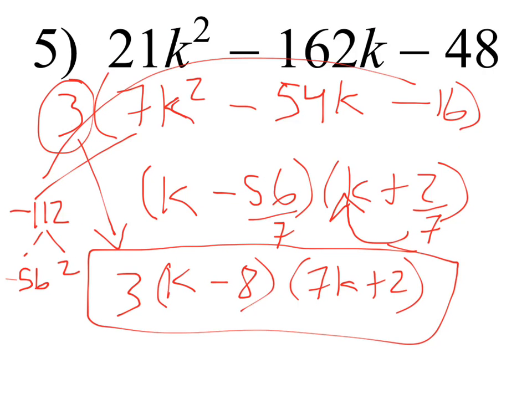So 5 is more complicated because it's got bigger numbers. Well, what you can do to address that issue is divide them all by some sort of common factor. In this case, 3, because 3 goes evenly into all of those.